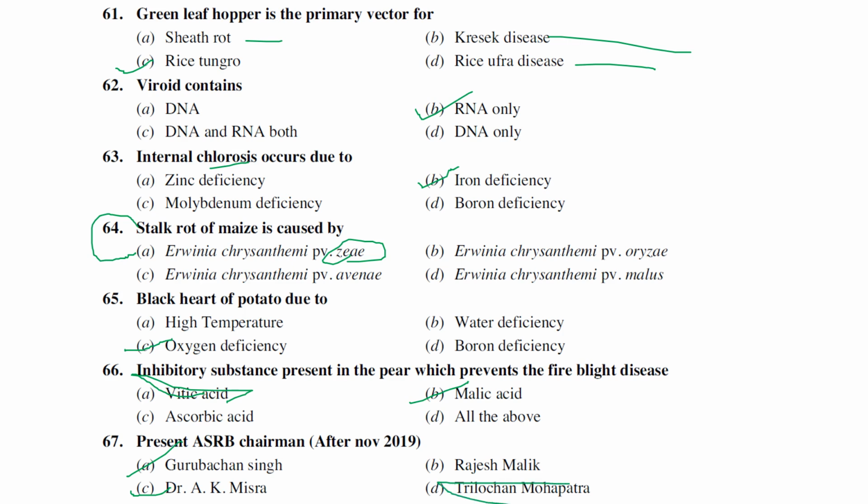Trilochan Mohapatra was the ICAR Director General before. Now the ICAR Director General has changed. I think one minister was there. Actually, I forgot his name. He is the present Director General. Recently in a video conference also, not just me, everyone, plenty of colleges were involved. We also participated in that. Actually, I forgot his name, the Central Union Minister, probably the Agriculture Minister's name. I don't know, probably. But the answer for this is A.K. Mishra. At present it is maybe Gurbachan Singh.